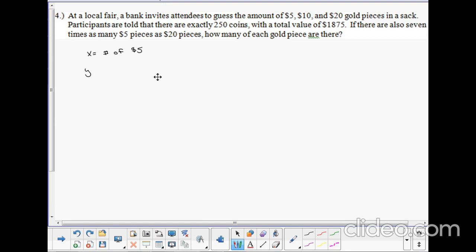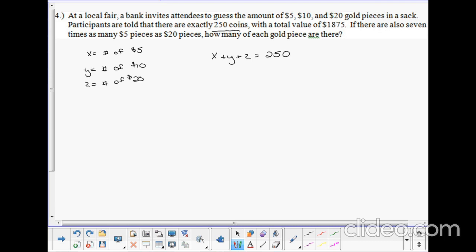Let's let y be the number of $10 coins or pieces. And let's let z be the number of $20 pieces. We know that there's a total of 250 coins. So we don't know the values of x, y, and z, but together that amount must be 250.